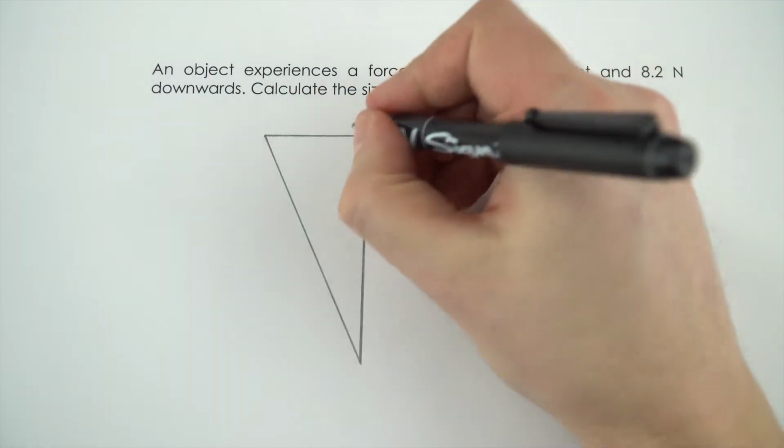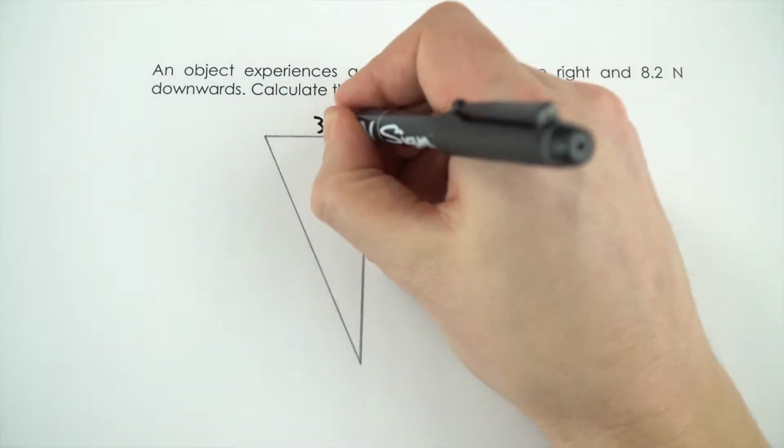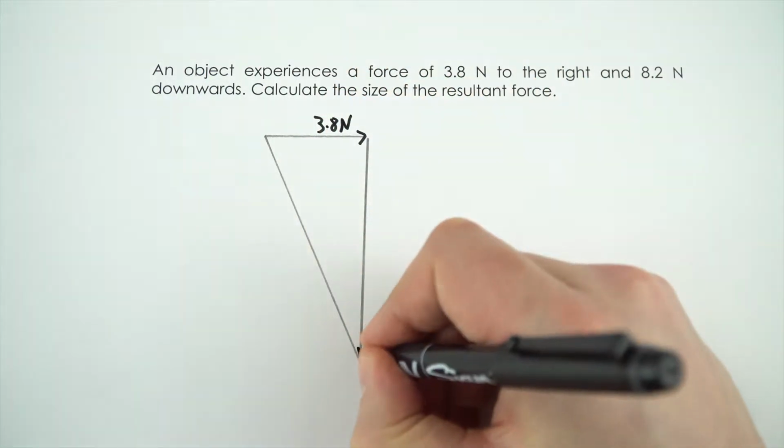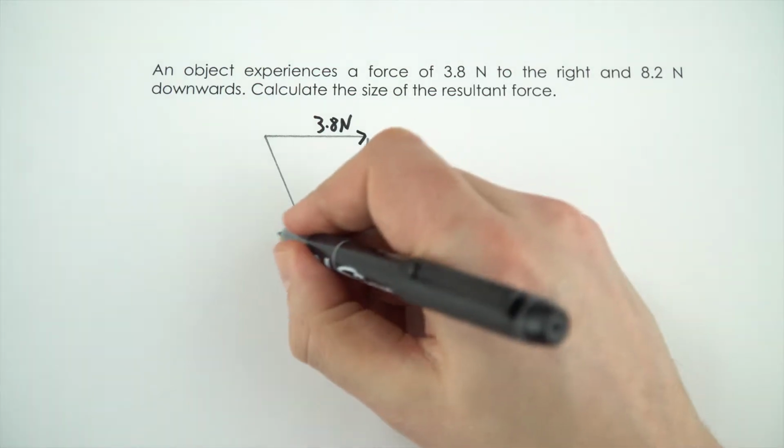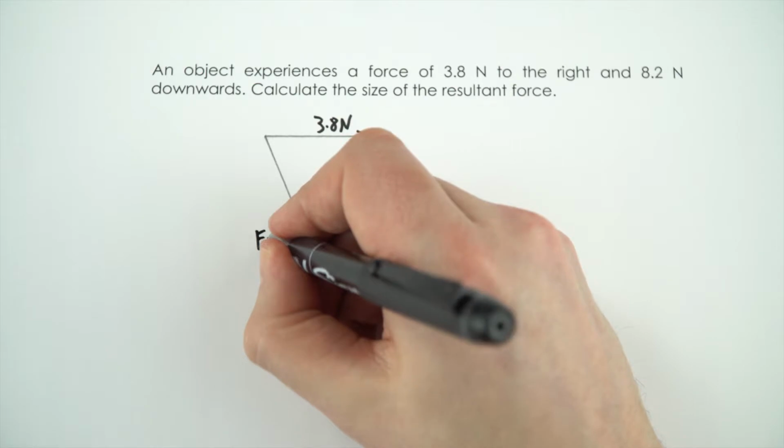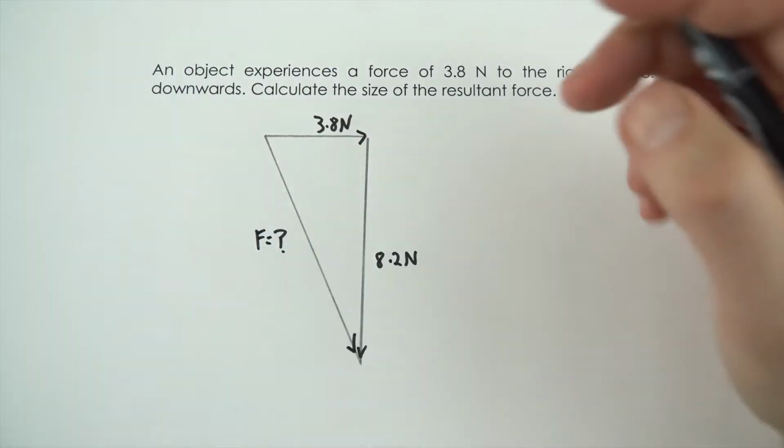So I'm just going to label this. We've got 3.8 newtons here. We go down by 8.2 newtons, and it's this length here which is our unknown force that we're trying to find out. So how are we going to do that?